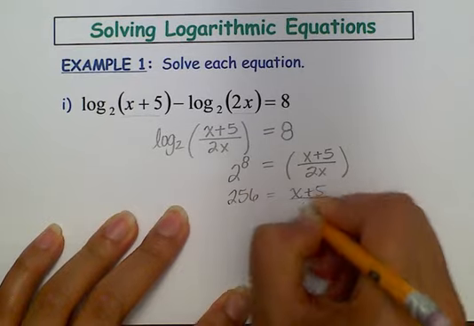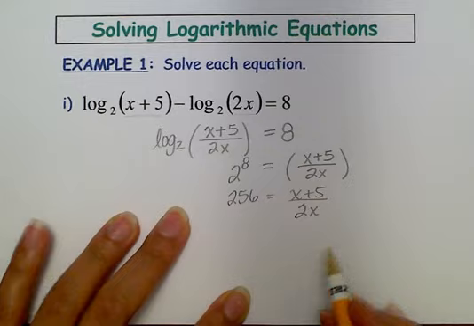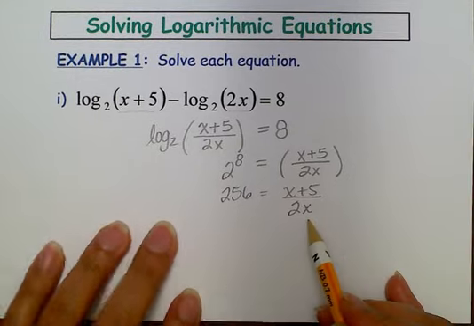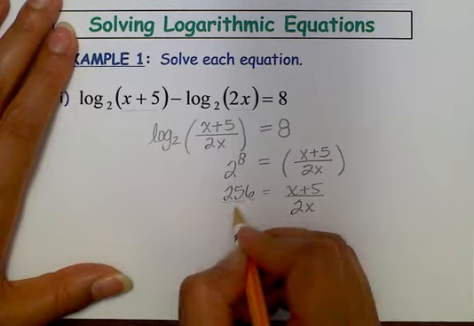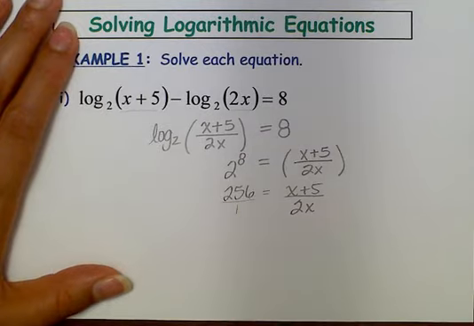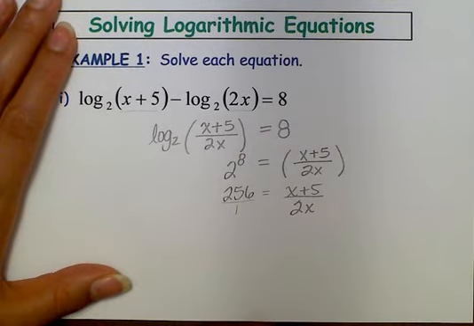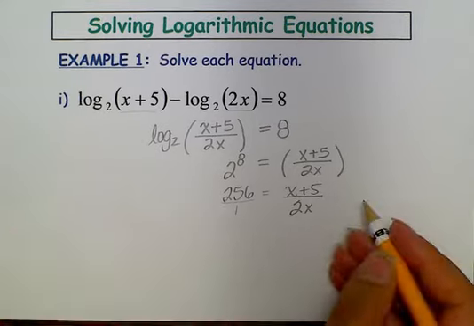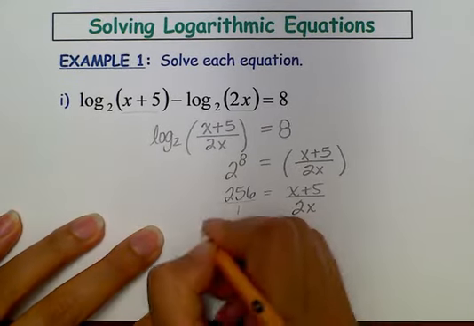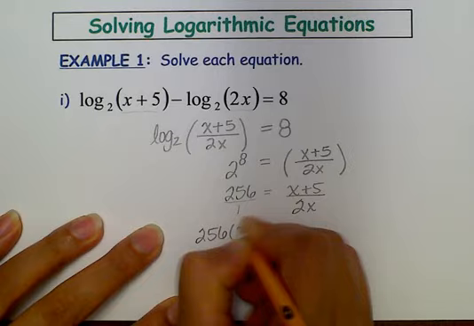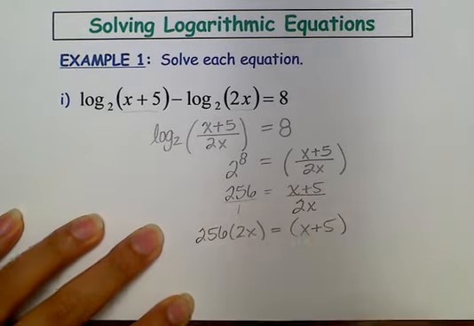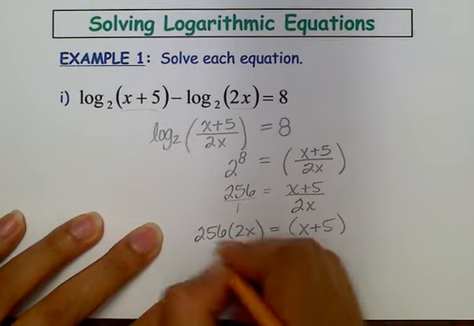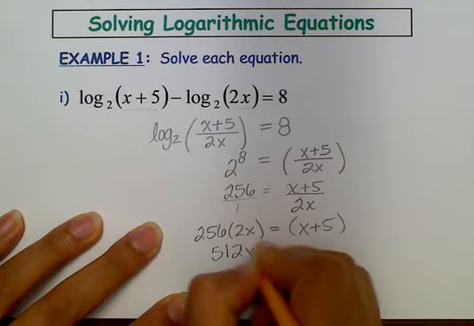Now if I want to try to solve for x, what I want to try to do is get the variable that's in the denominator back up to the numerator. So one of the things I can do is add an imaginary 1 underneath 256 and then cross multiply. So I'll get 256 times 2x equals x plus 5. And if I expand and simplify, I get 512x equals x plus 5.